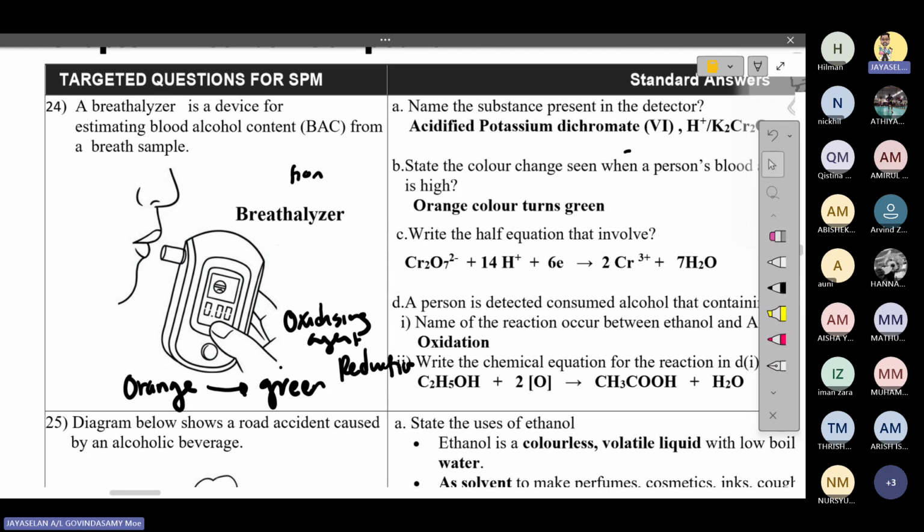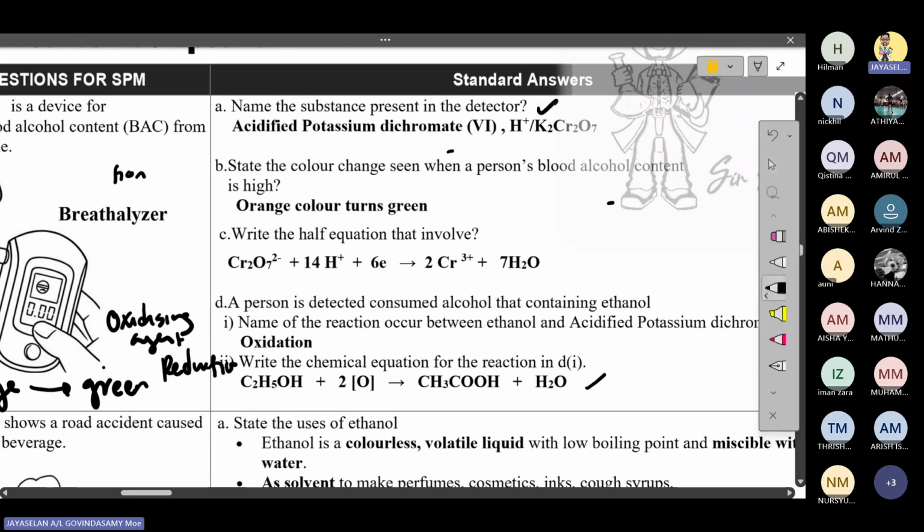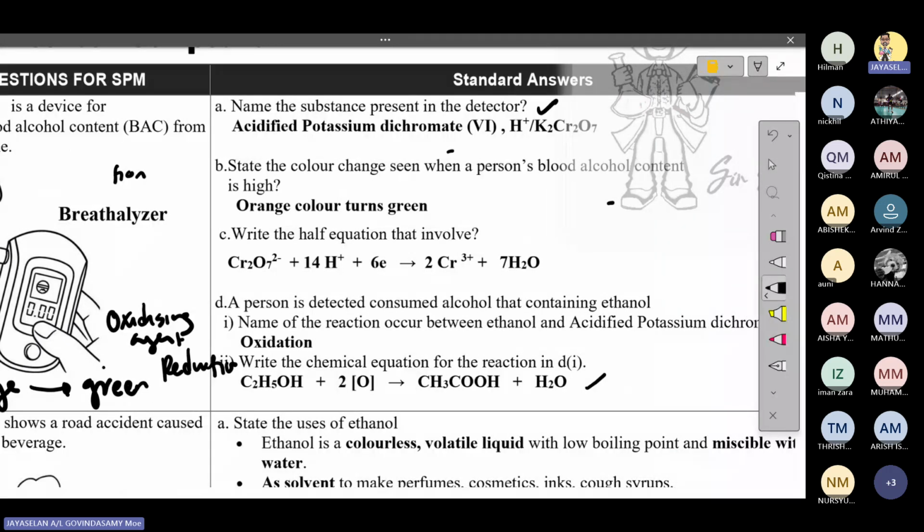So ingat, what is the name of the substance present in the detector? Acidified potassium dichromate(VI). You already score 1 mark. Atau you tulis symbol saja. Okay, what is the color change when a person's blood alcohol content is high? Orange turn to green. Okay, kenapa dia tukar kepada green? Because acidified potassium dichromate(VI) ni adalah oxidizing agent.